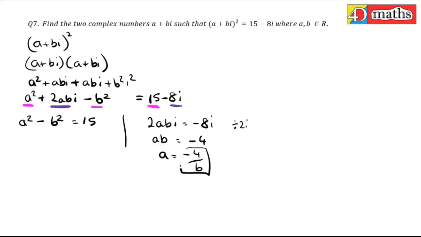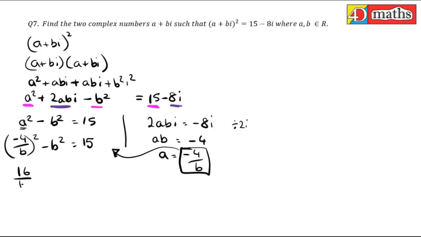And I'm going to substitute this into the other equation. Instead of a, I'm going to put minus 4 over b. So (minus 4 over b) squared minus b squared equals 15. Squaring this out, 16 over b squared minus b squared equals 15. Common denominator: b squared. 16 over b squared, and b squared by b squared is b to the power of 4. And 1 into b squared equals b squared, by 15 is 15b squared.